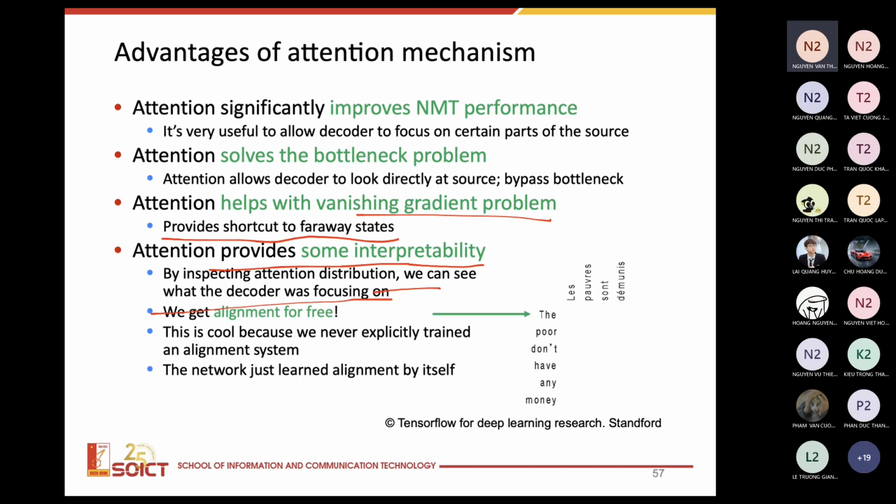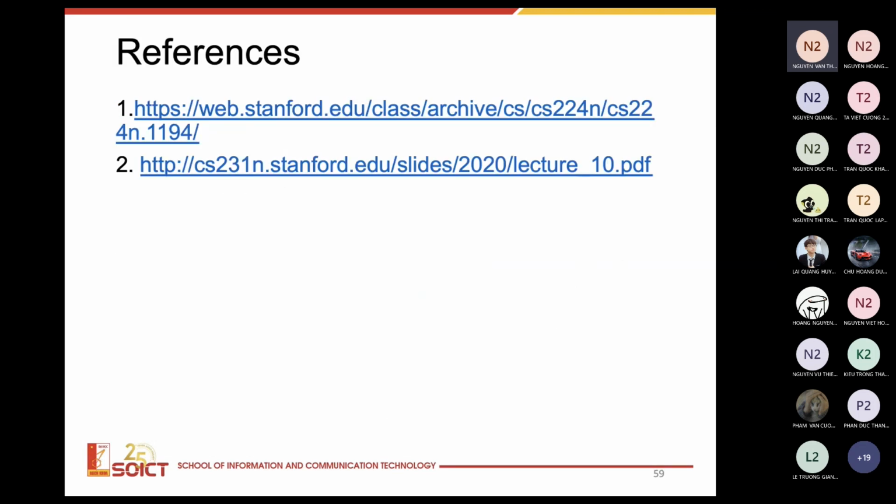Okay, so that was the idea about the attention mechanism. For reference, you can take a look into the CS224N class at Stanford University and CS231 also at Stanford University.